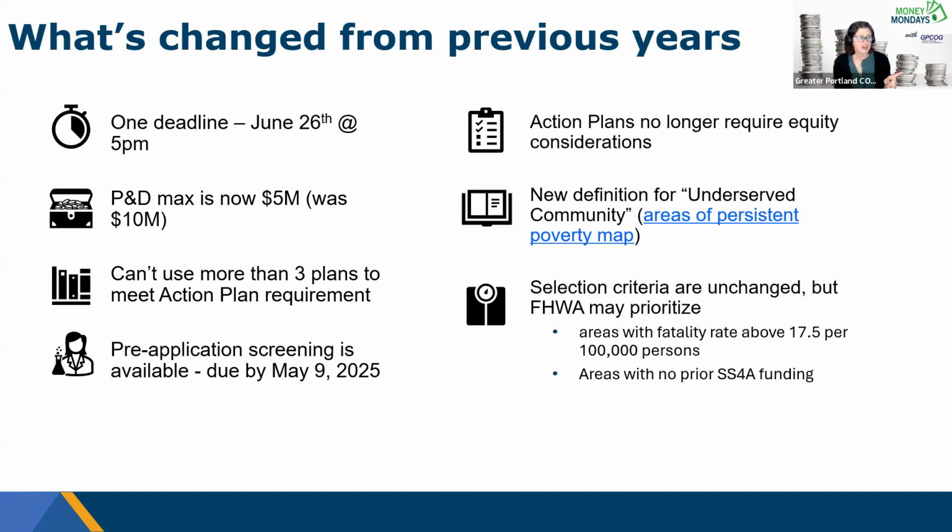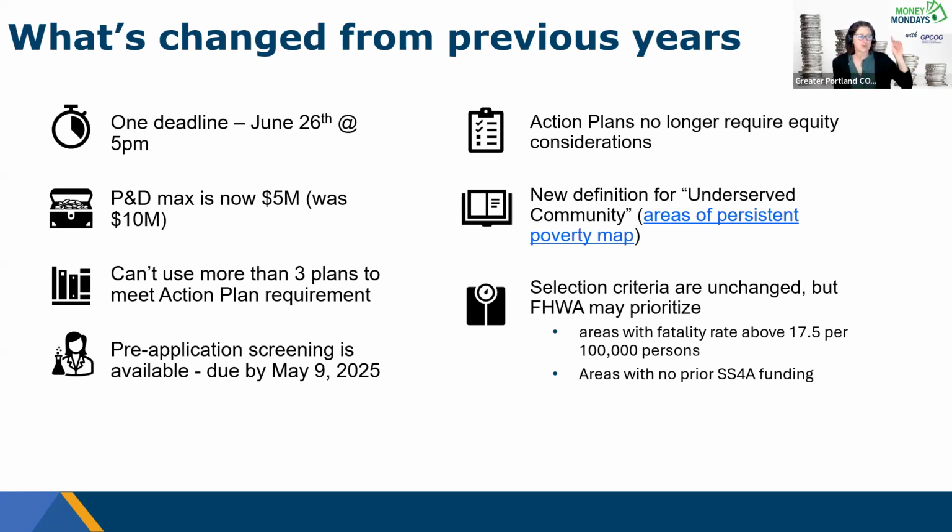is the deadline. The maximum for a planning and development grant has come down. It is not 10 million, it's now 5 million. You used to be able to, if you did not have an action plan, pull together from a lot of different plans and say, well, this one satisfies that requirement and this one and this one. They've now said if you're doing that, it's a maximum of 3 plans. You can't pull from more than 3 places to meet all the requirements of an action plan. Good news for anyone in the GPCOG region, you have regional action plans, you are all covered.